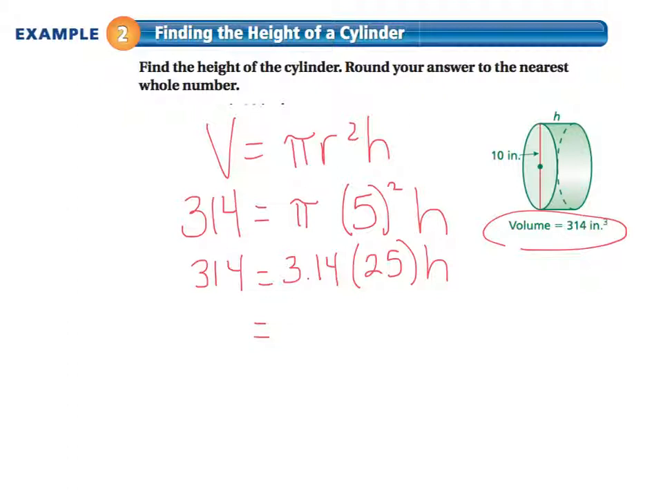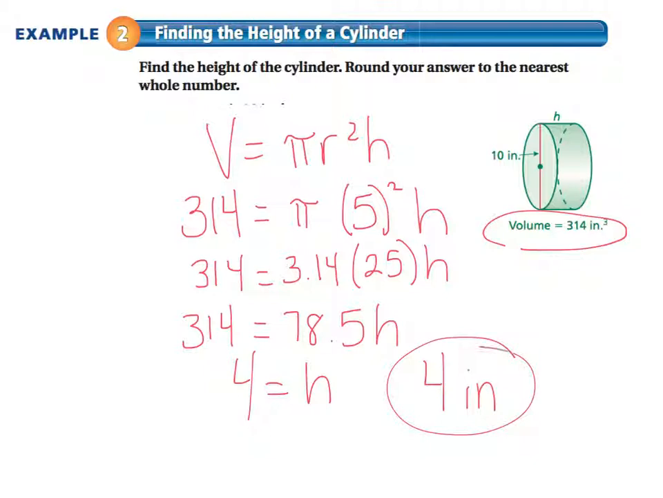So if I multiply, grab my calculator here, 3.14 times 25, that's 78.5h. Division property of equality, I can divide both sides by 78.5. So 314 divided by 78.5 gives me 4. So the height is 4 inches. And actually it'd be approximately 4 inches since I already rounded pi.